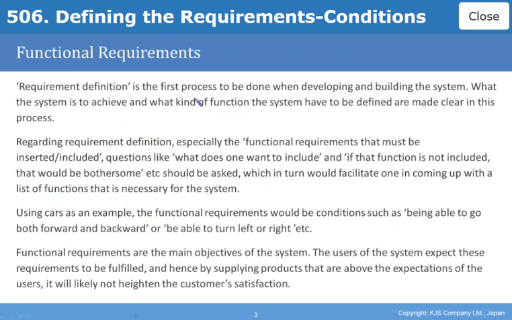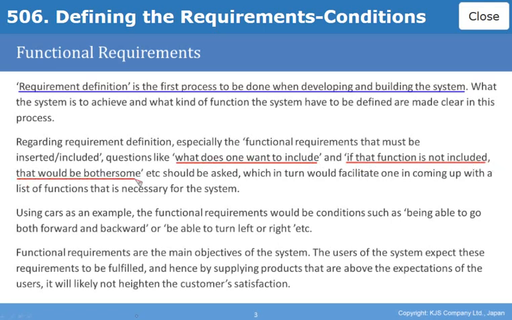Requirement definition is the first process to be done when developing and building the system. What the system is to achieve and what kind of function the system has to have are made clear in this process. Regarding requirement definition, especially the functional requirements that must be included, questions like what does one want to include, and if that function is not included, would that be bothersome, etc., should be asked, which in turn would help one come up with a list of functions that is necessary for the system.